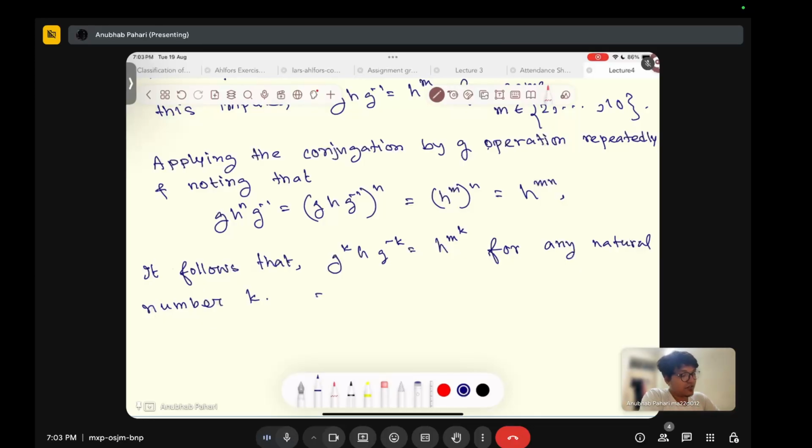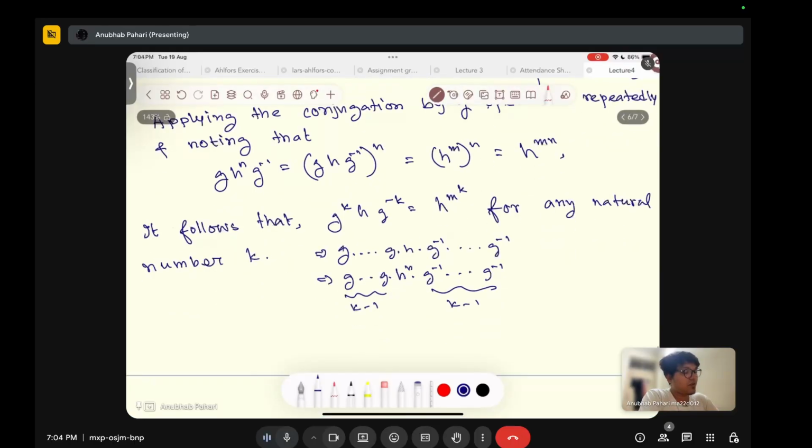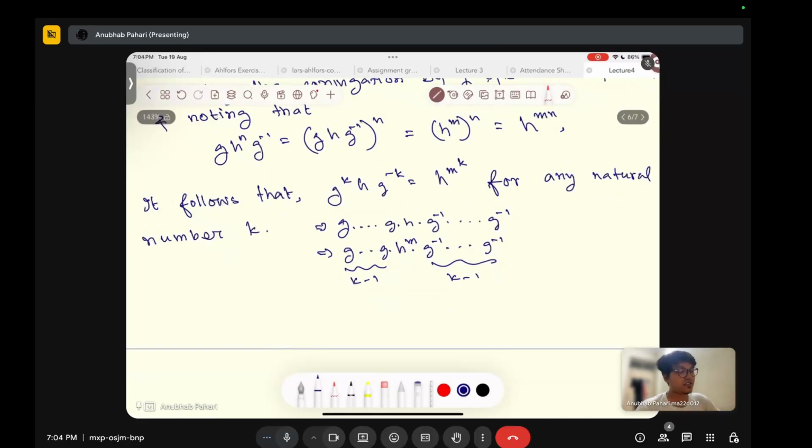Okay, I should write down a little bit. It should be g dot dot g h g inverse dot dot dot g inverse. This would imply g h^m g inverse dot dot g inverse. These are k minus 1 times, and following this it should be m. Again, if you do this continuously, you will get this, right? Okay, this should be left like this.